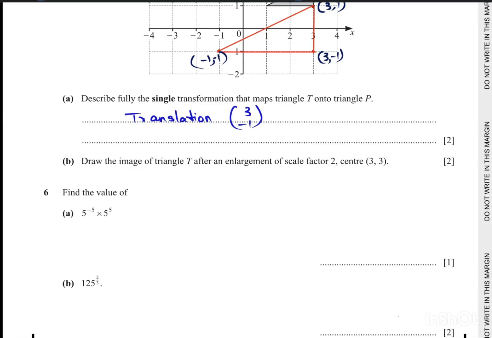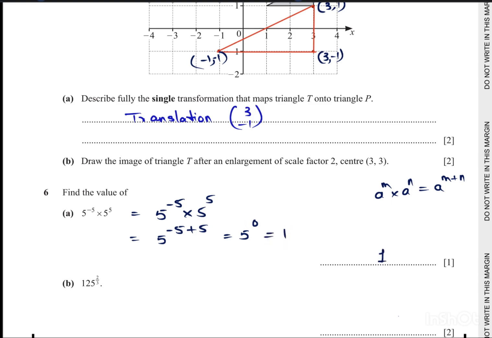Question 6. Find the value of question A: 5 raised to -5 into 5 raised to 5. So the bases are same. Using the indices rule we can find out. If the bases are same, you will have to add the exponents. That is a^m into a^n is equal to a^(m+n). So 5 raised to (-5 + 5). -5 plus 5 is 0. 5 raised to 0 is equal to 1. The answer is 1 here.